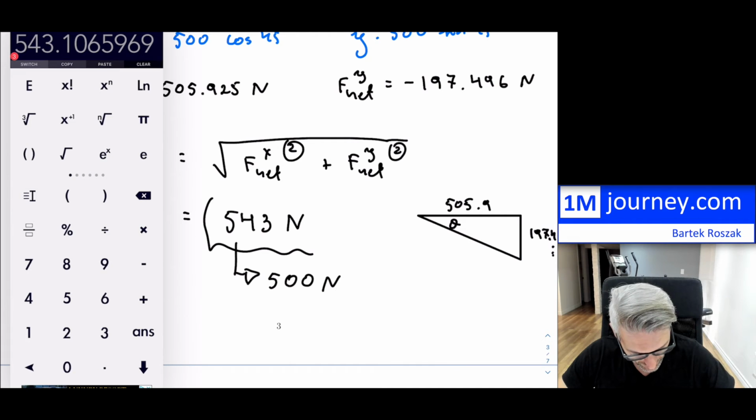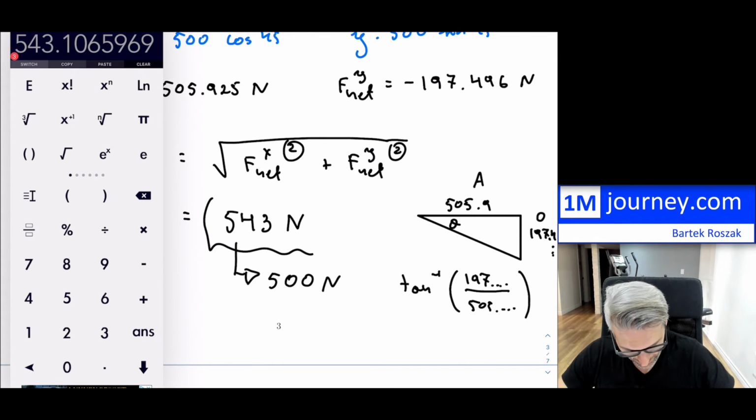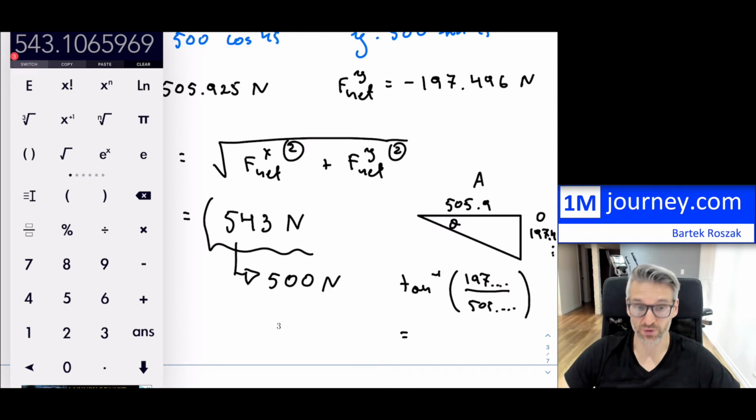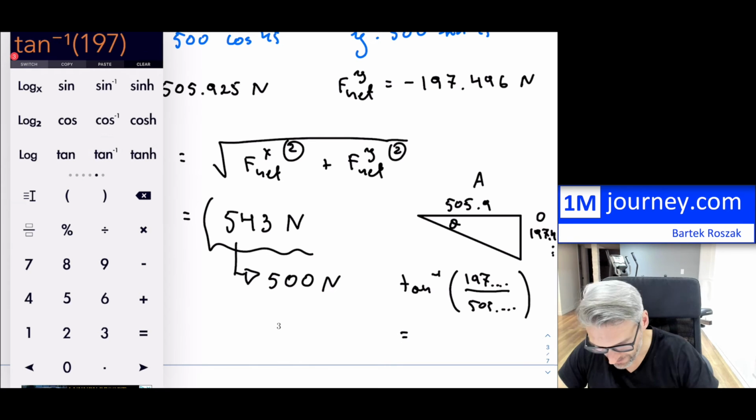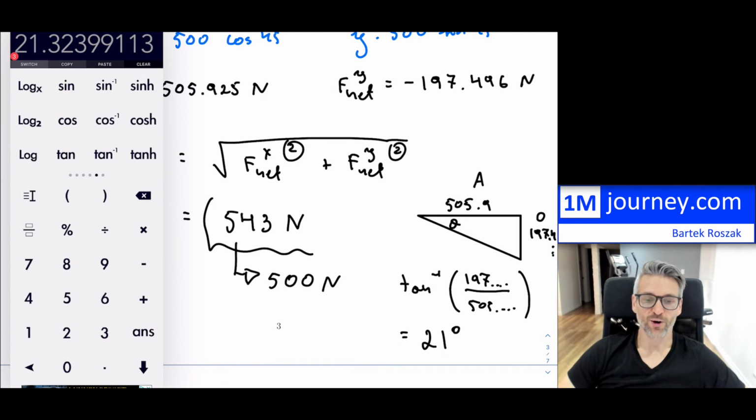So that's going to be opposite over adjacent. So you have to take the inverse tan. So it's going to be 197 point, all over 505 point, etc. So what will this give us? Again, let me just do this in fast forward fashion. All right, so there it is.